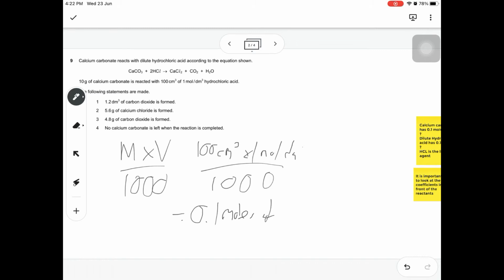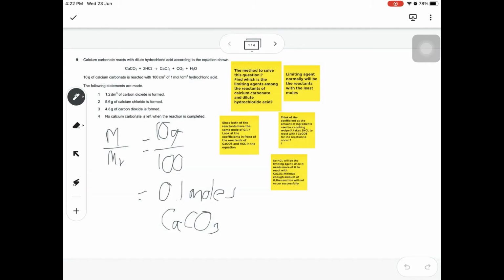So now it's important to look at the coefficient in front of the reactants, CaCO3 and 2HCl. As you can see, CaCO3 is 1 and HCl has 2. So from this, we can deduce that hydrochloric acid is the limiting agent. That is because it takes 2 of the hydrochloric acid to react with the calcium carbonate. So the hydrochloric acid is lesser in amount, and it needs 2 of them to react successfully with calcium carbonate. So now we have known that the HCl is the limiting agent.